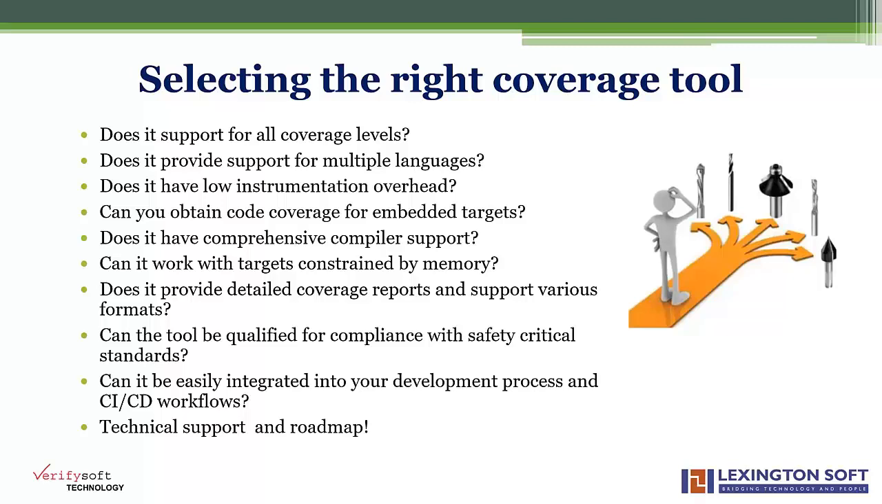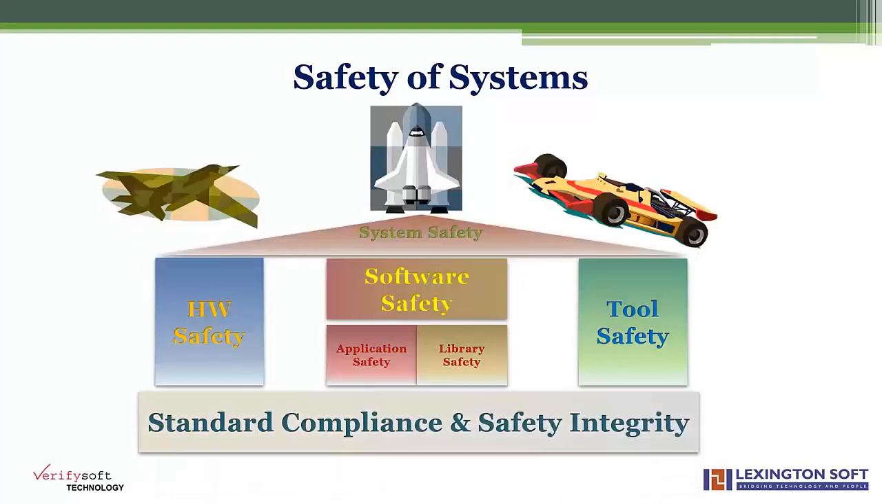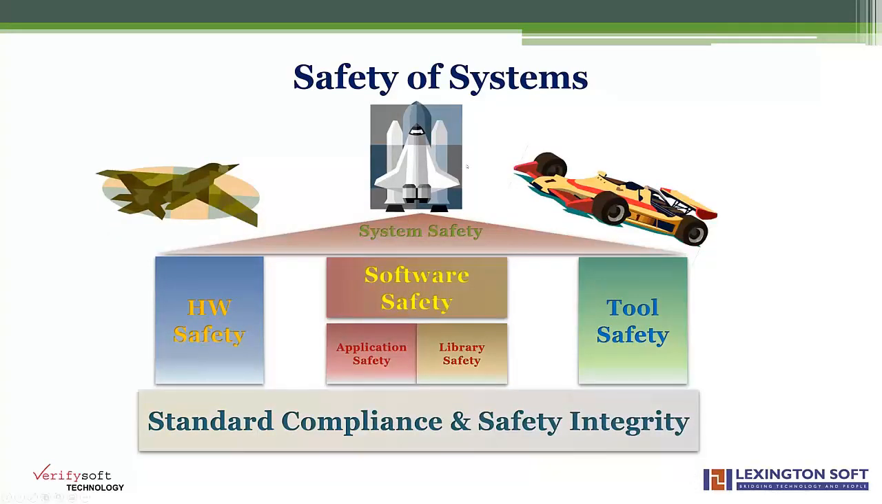got a well-defined roadmap. So moving on to the safety of systems, and before Oscar gets started here, we are going to talk about the safety of systems, and typically safety of systems involves hardware safety, it involves software safety, as well as tool safety. And they have all one thing in common here, which is standard compliance and safety integrity.